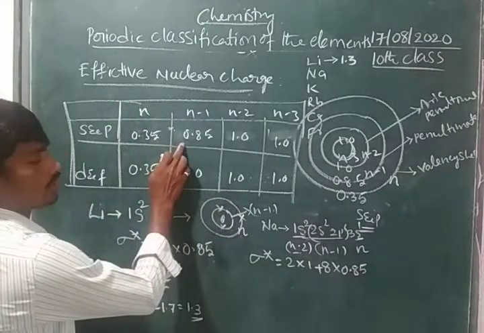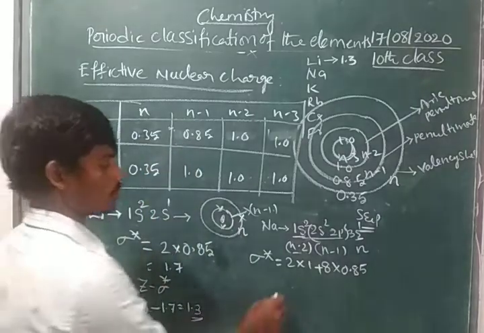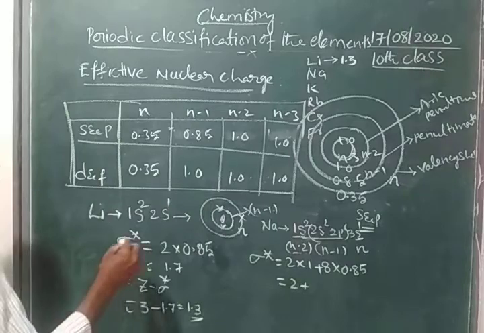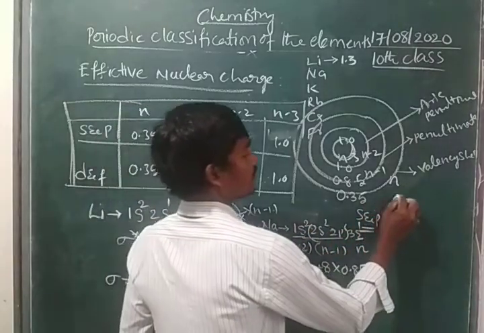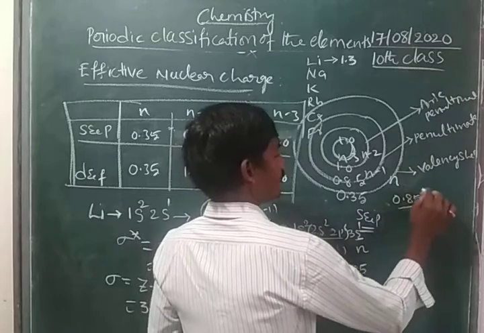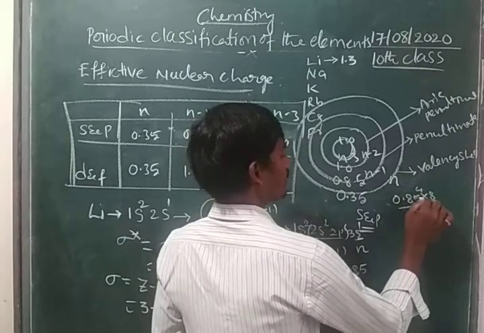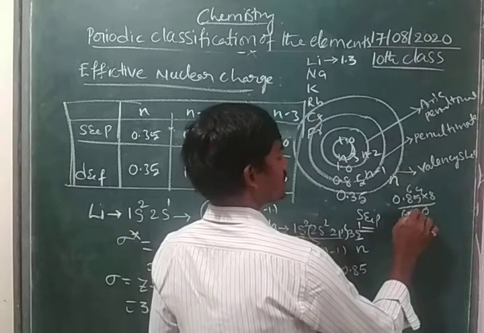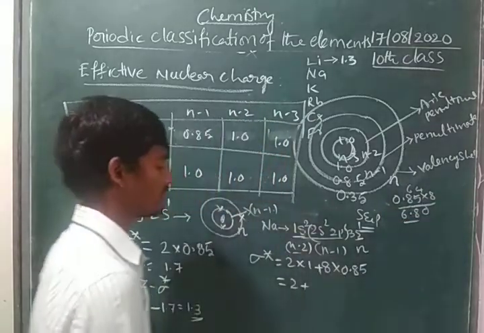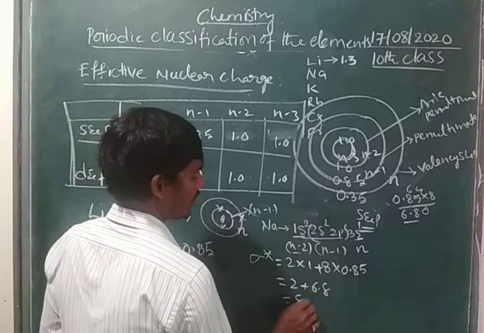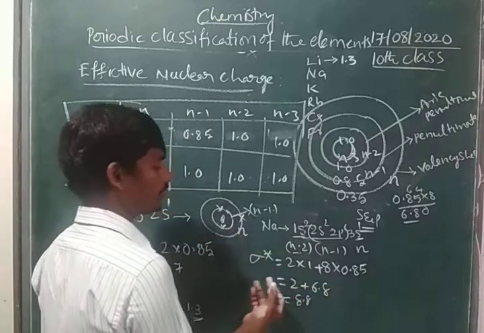So 2 into 1 is 2, plus 0.85 into 8. 0.85 into 8 means 8 fives are 40, 8 eights are 64 plus 4, 68. That means 6.8. So totally how much do we have? 8.8.